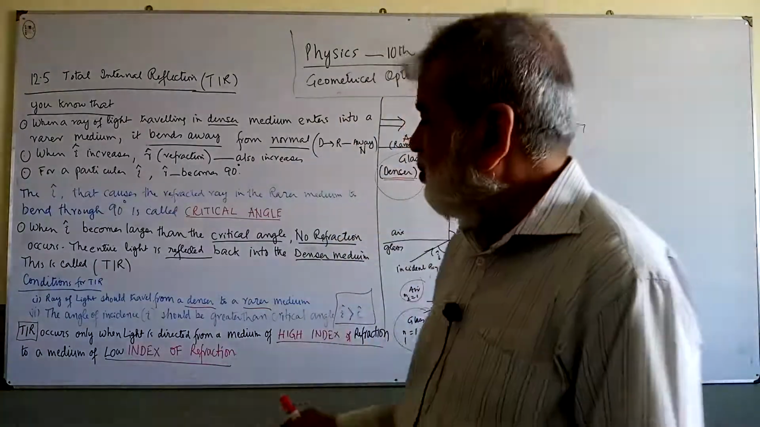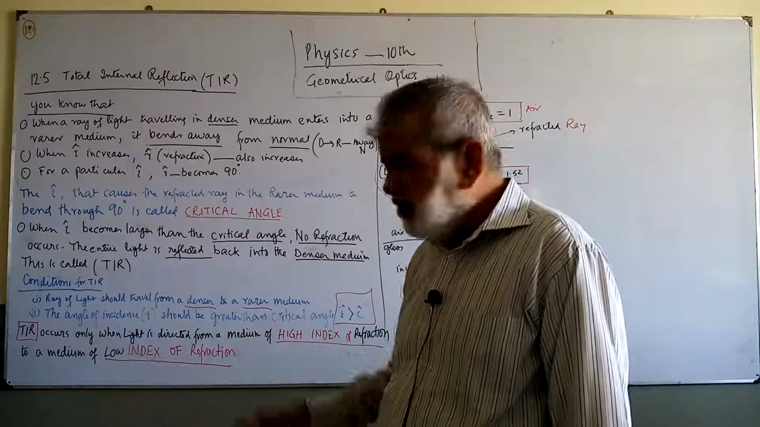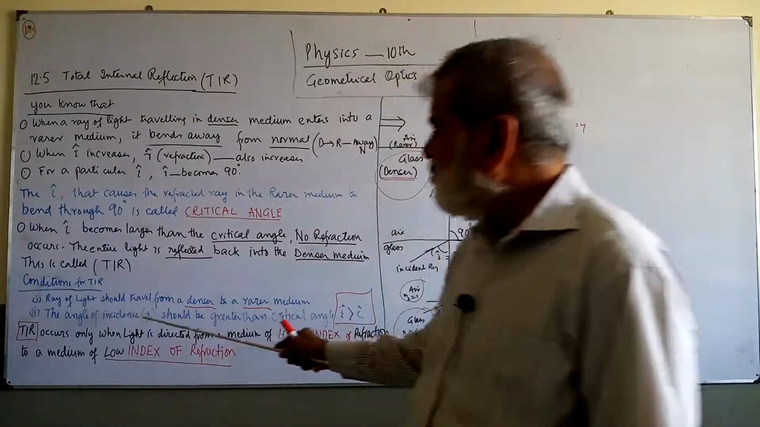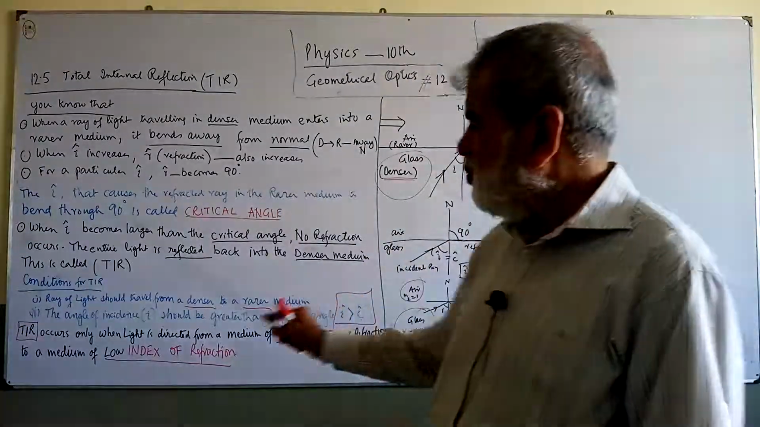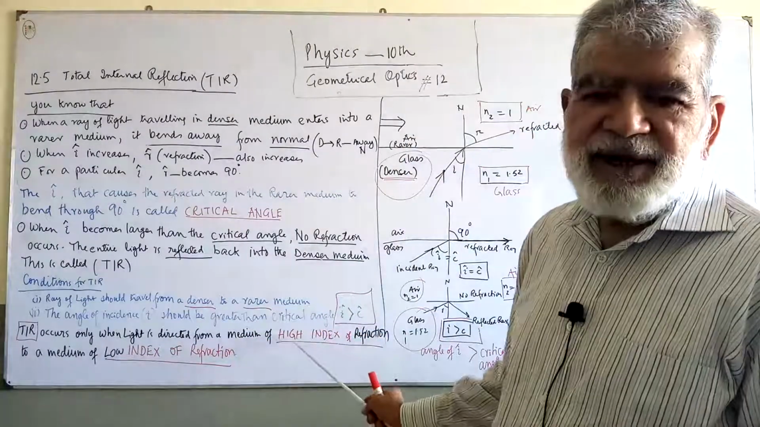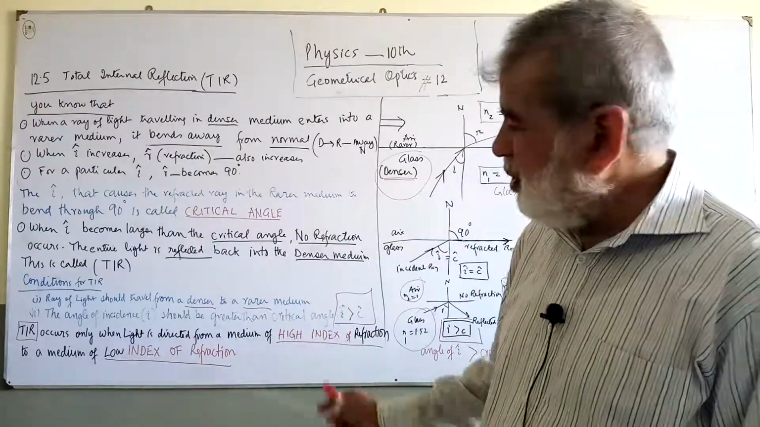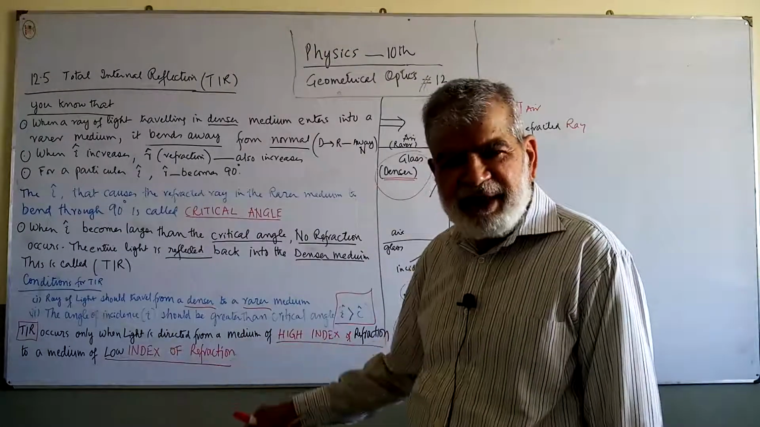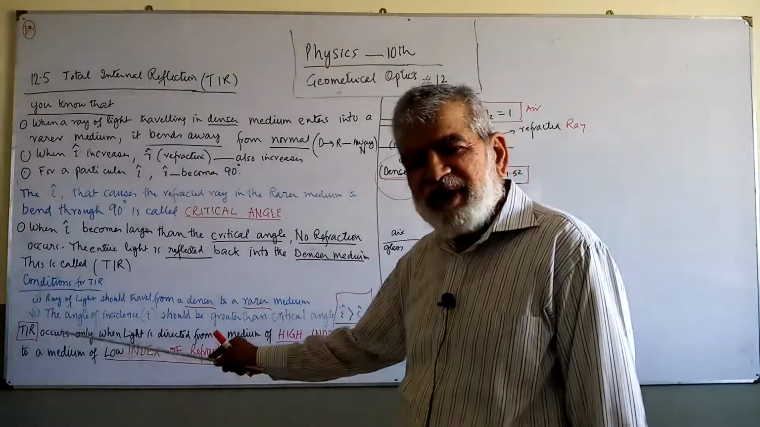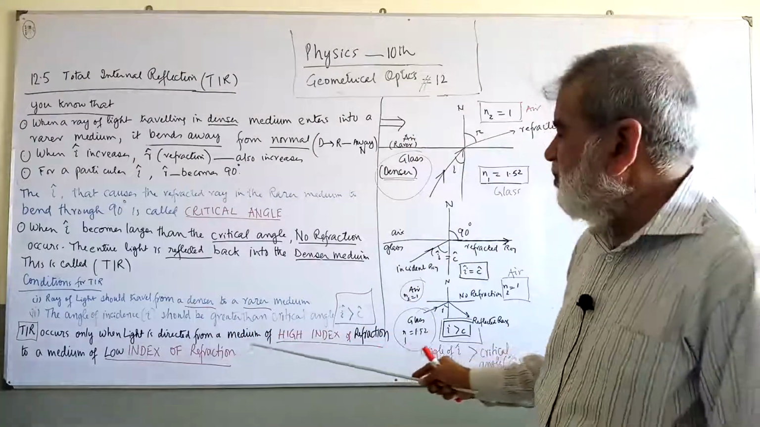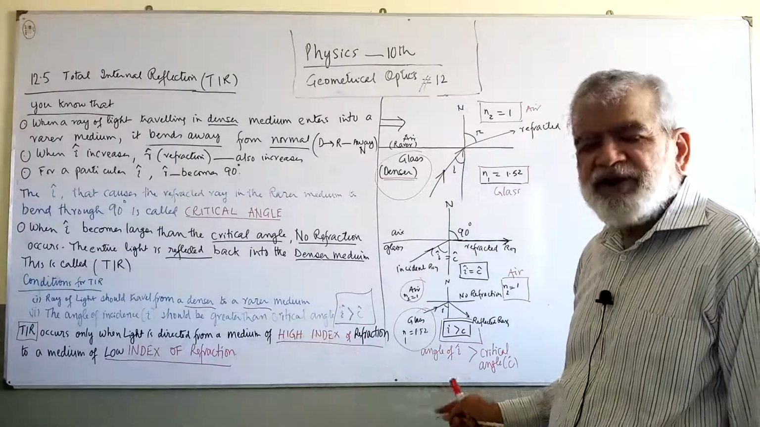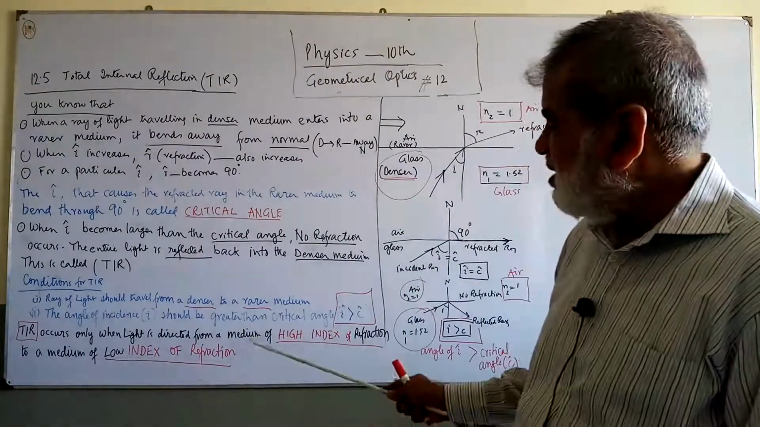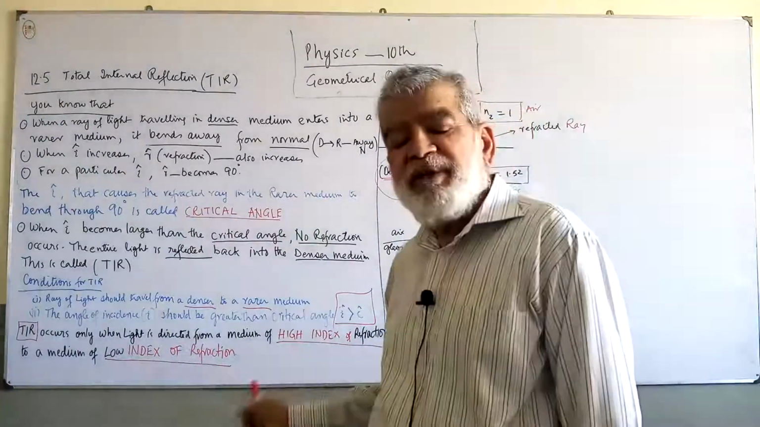These are the conditions you have to remember. Number 1, the ray of light should travel from a denser medium to a lighter medium. 2, the angle of incidence should be greater than the critical angle. If you know these 2 conditions, the phenomenon of total internal reflection will definitely occur. And the third thing to remember is that total internal reflection occurs when light is directed from a medium of high index of refraction to a medium of low index of refraction, that is, the refractive index of this medium is higher than that of the other medium.